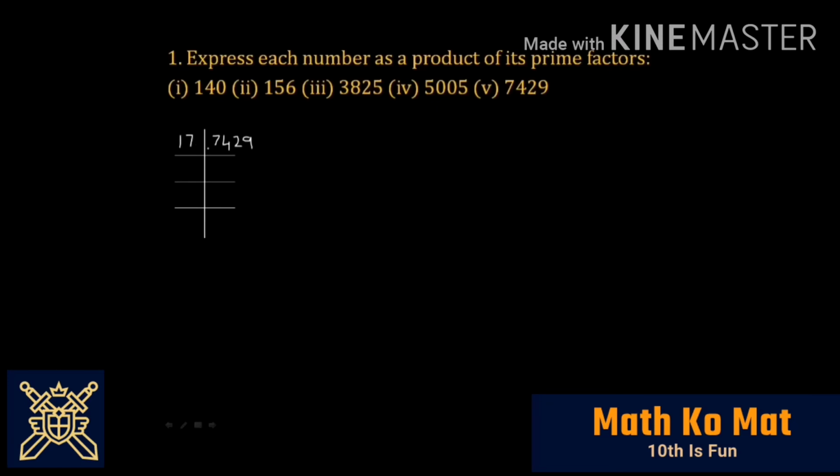Because this question is entirely based on your knowledge. If you know the tables till 20, then this would be a simple shot for you. So now let's try to divide 7429 by 17. As you know, 17 fours are 68.